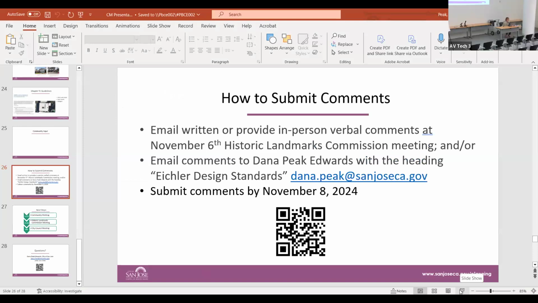So you can email support staff for the Landmarks Commission, or you can come in person. It'll be in the wing rooms at City Hall. You can also email me comments anytime. Just put in the heading Eichler Design Standards, and my email is on the slides. You can also submit comments at any time through November 8th. The QR code for the website is on the slide.